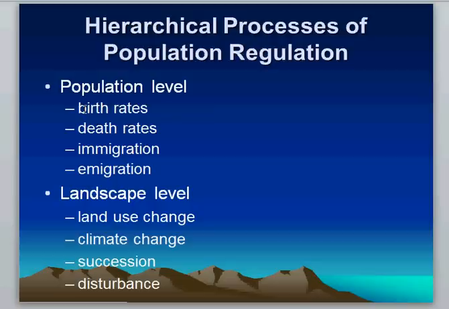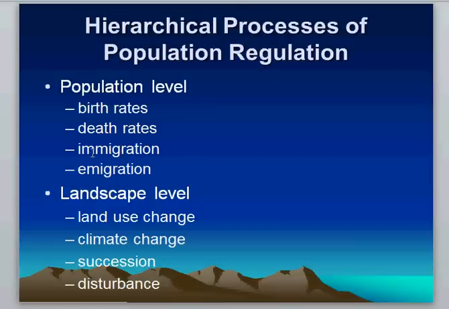Population levels will increase if birth rates are high and decrease if death rates are high. Population levels will also increase if immigration is high and decrease if emigration is high. And again, we can manipulate these different rates.